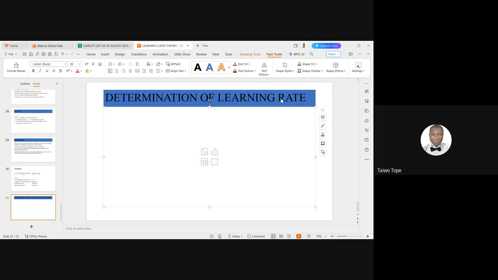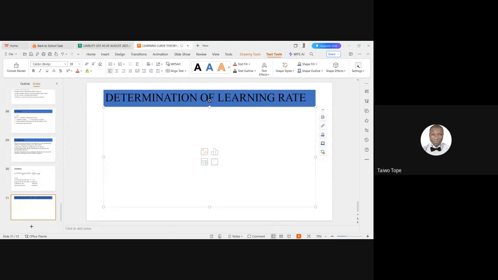So welcome once again. We'll be looking at determination of learning rates. Yes, in some questions, you won't be given learning rates. What is that learning rate? That is the rate at which the time used in the production of goods reduces, the rate of learning in which the workers in the organizations perform their tasks.